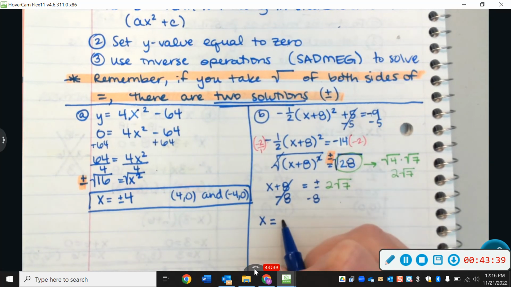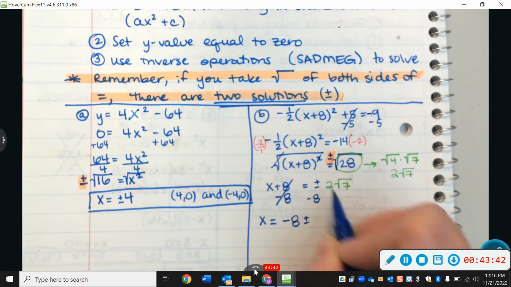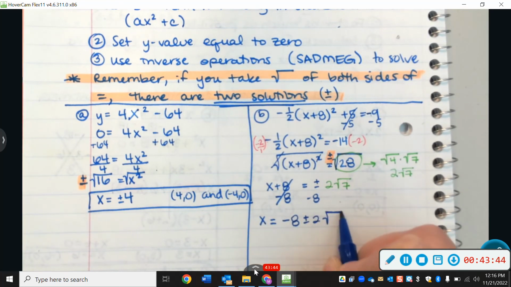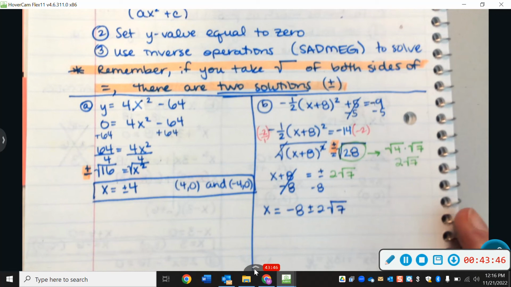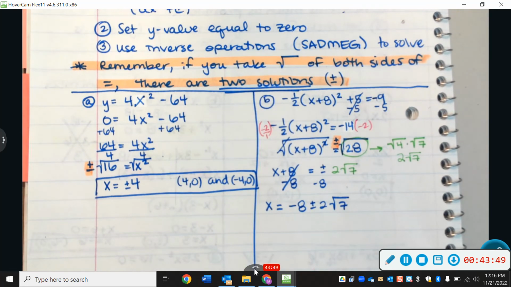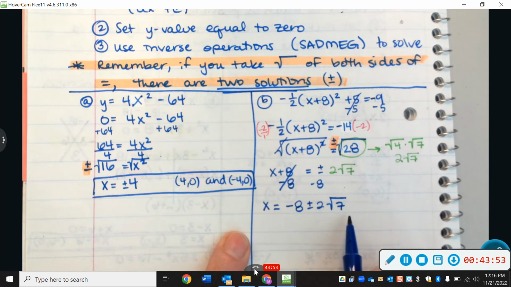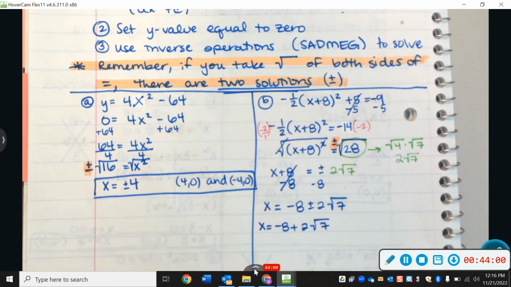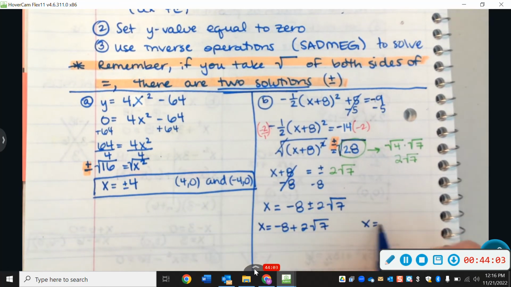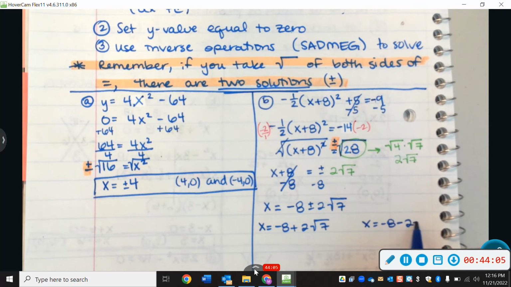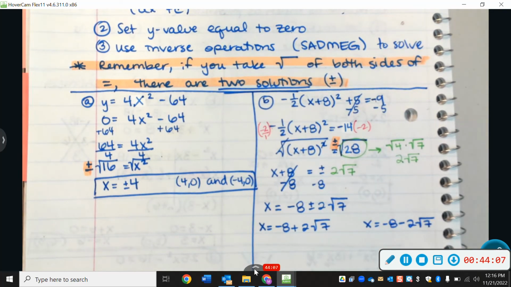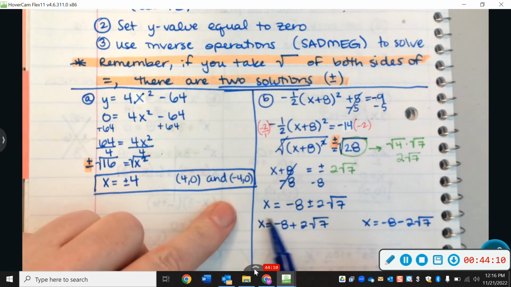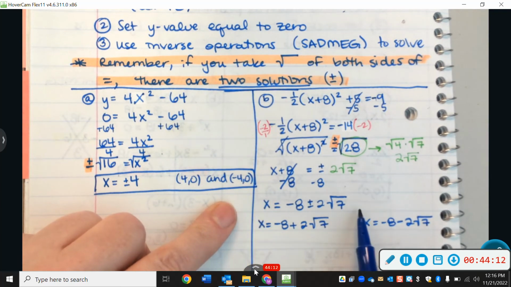So I would have to go ahead and say that negative 8 plus and minus 2 root 7 is where my final answer is going to come from. For a test without a calculator, this is as far as you could go. You could even write it as 2 separate answers if you want. I could say negative 8 plus 2 root 7 is one of my answers. And I could say that negative 8 minus 2 root 7 is going to be my other answer. So for a test, this is as far as you would be able to go without a calculator.